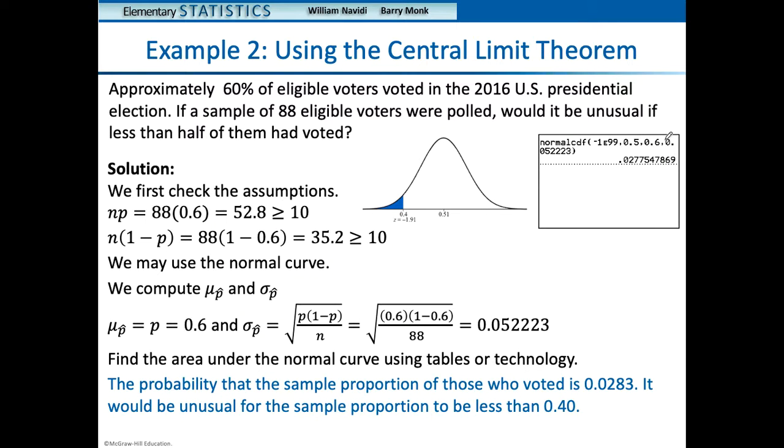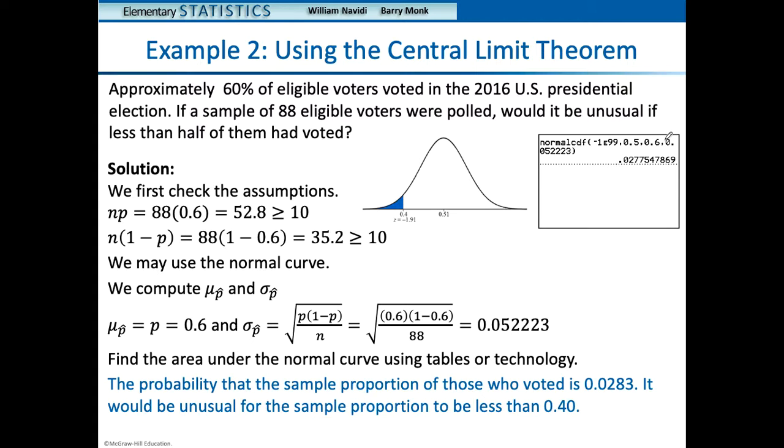So we can do that once again using the sampling distribution. But first of all, it's important to verify that the sample size is sufficiently large to treat the sampling distribution as a normal distribution. So we take the sample size, 88, and multiply it by the population proportion, 0.6, which gives us 52.8. That is definitely greater than 10. Then we multiply the sample size by 1 minus 0.6, which gives us 35.2, also greater than 10. So yes, the sample size is sufficiently large, and we can use the normal curve.